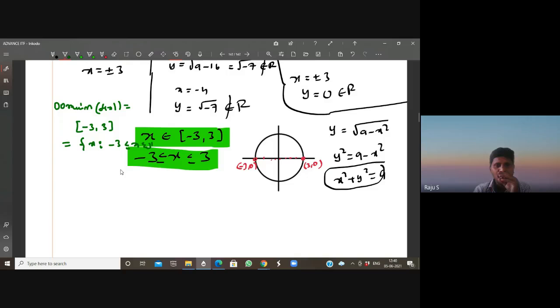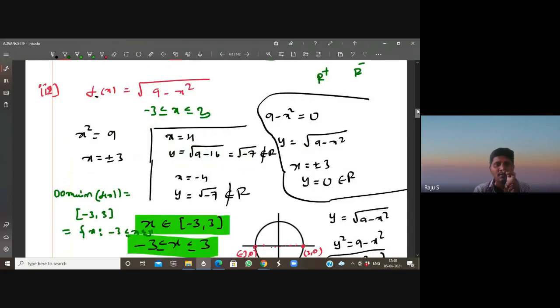Okay, students, try to understand very clearly. This is the only set of x values the function can take. Other than this minus 3 to plus 3, for other values it will be imaginary. So the domain is all x values from minus 3 to plus 3. Okay, fine. If we give the domain from minus 3 to plus 3, what is the output?